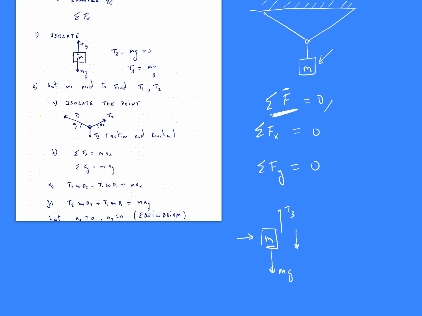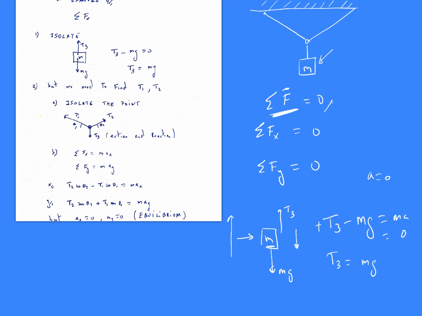So if I choose the positive direction going upwards, I would write this equation: T3 minus mg equals m by a. But because a is 0, m by a is 0, not because m is 0, but because the acceleration a is 0, because I'm dealing with a static problem, a problem with equilibrium. So T3 equals mg.